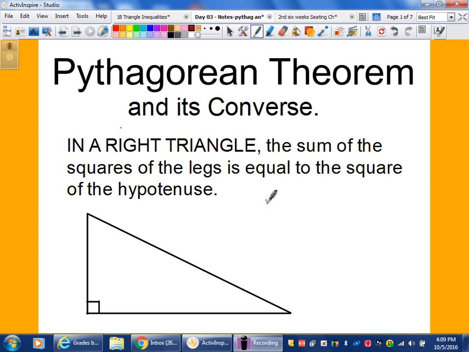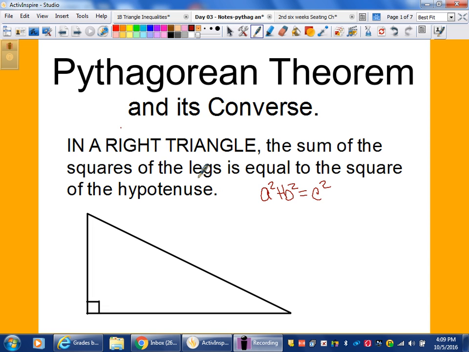Today is October 5th, and we are starting a new unit called Pythagorean theorem and its converse. And the first thing we will be talking about is in a right triangle, the sum of the squares of the legs is equal to the square of the hypotenuse. This is known as Pythagorean theorem. Also stated, we know it as a squared plus b squared equals c squared.